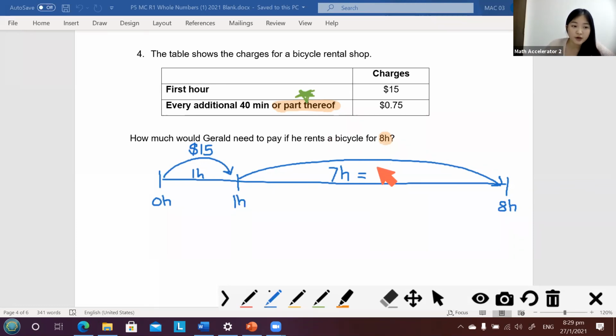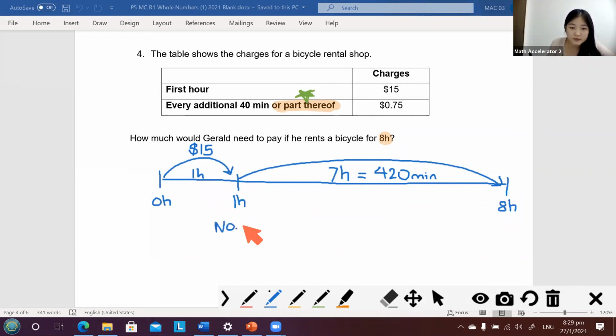Okay, thank you. 420 minutes, yes. So you just times your 60, yeah? Okay, so this means that we need to cover 420 minutes and find out how many 40 minutes are there inside this 420, because each of the 40 minutes is 75 cents.